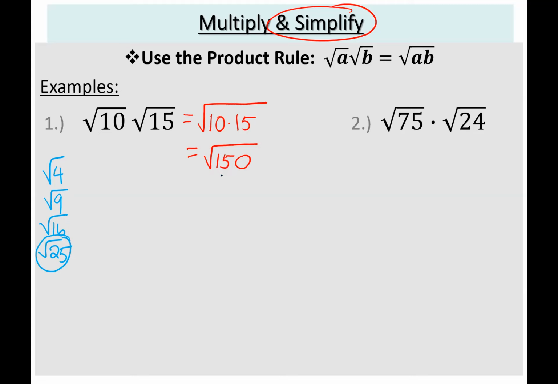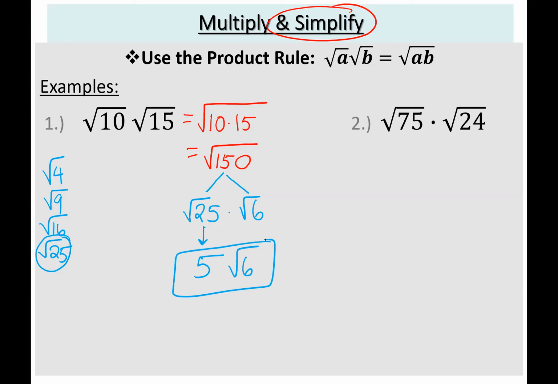So let's make our little factor tree. The square root of 150 can be written as the square root of 25 times the square root of 6. The reason why this will help us to simplify is because the square root of 25 is just 5. So essentially I'm kind of pulling out a perfect square. So my answer becomes 5 times the square root of 6. This is our final answer.